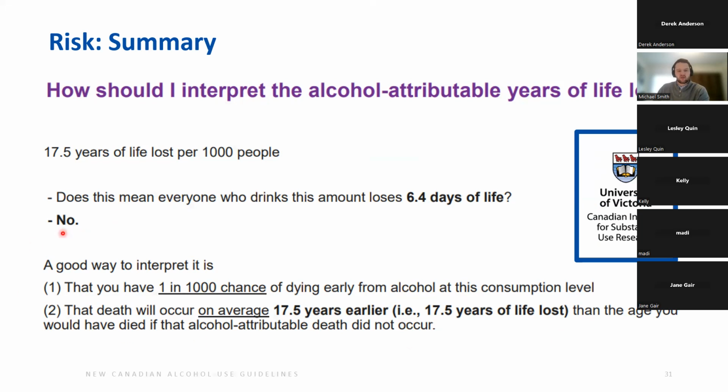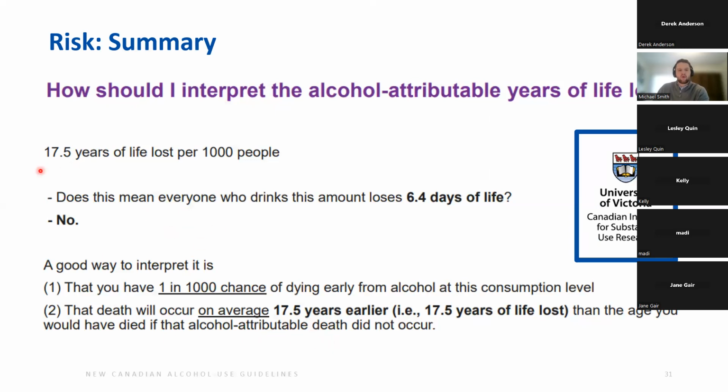They said that a good way to interpret the findings is that with a low risk threshold, you have a 1 in 1,000 chance of dying early from alcohol consumption at that level. And that death on average will occur 17.5 years earlier than the age that you would have died at.